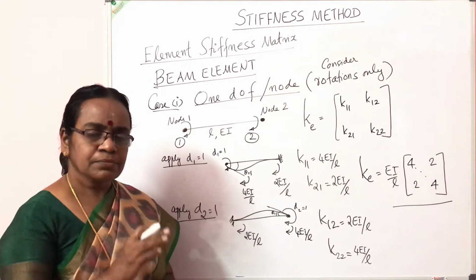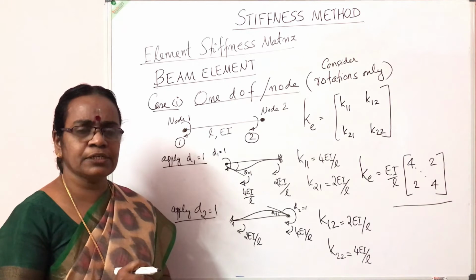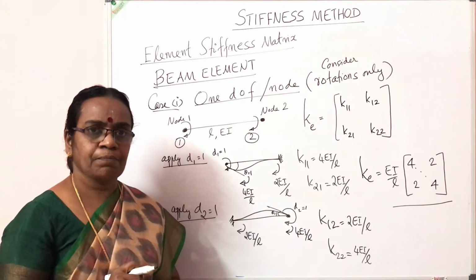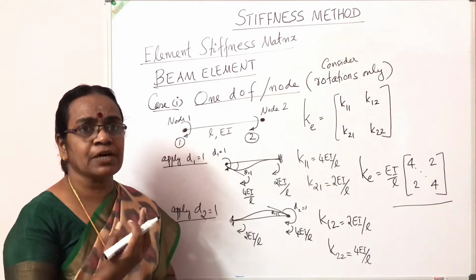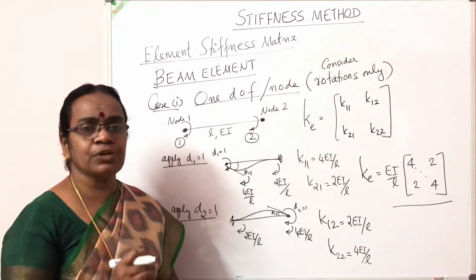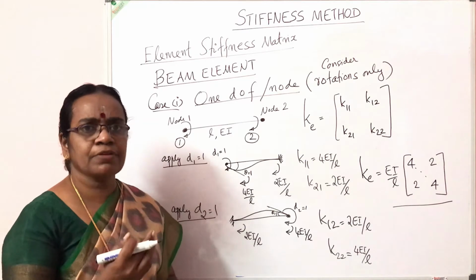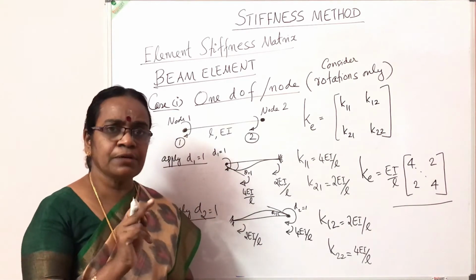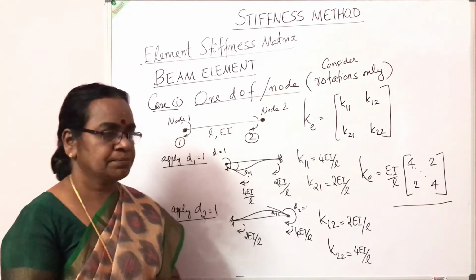Now in beams, in addition to the rotation at the nodes, there can be vertical settlement or vertical deflection. For that case, we have to consider the rotation plus vertical displacement coordinates. So next I will discuss the element stiffness matrix when there is rotation plus vertical displacement.